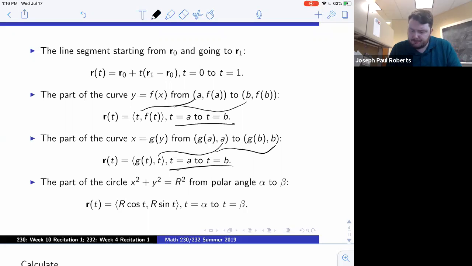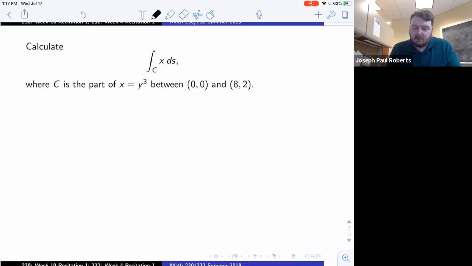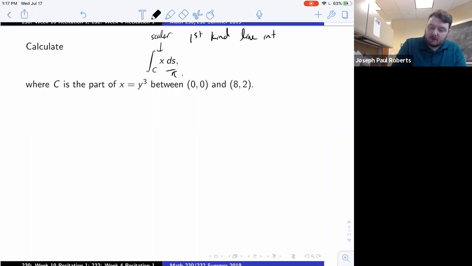All right, so yeah, let's just do a few examples. Calculate the line integral of x ds, where C is the part of x equals y cubed between (0, 0) and (8, 2). I think it's a really good habit to get into, especially as we continue into more complicated shortcuts that are potentially available, to always figure out what type of problem this is asking. So this is the first kind of line integral. This is our scalar function with respect to arc length.